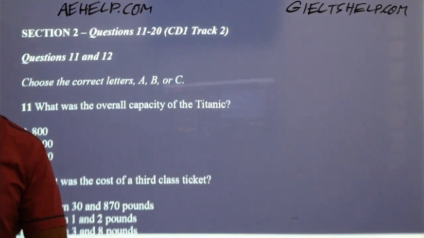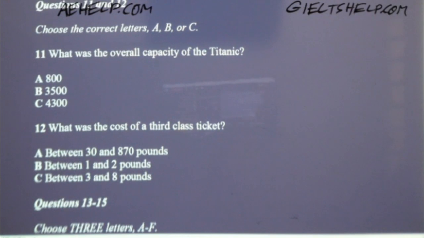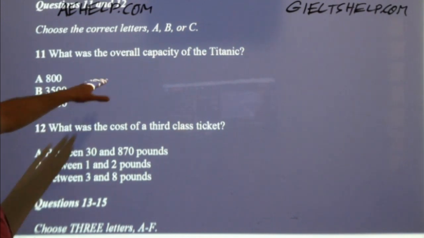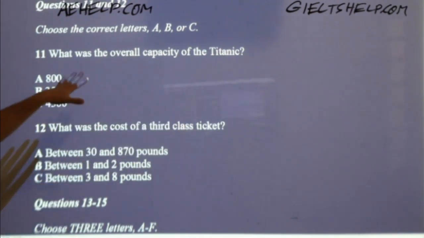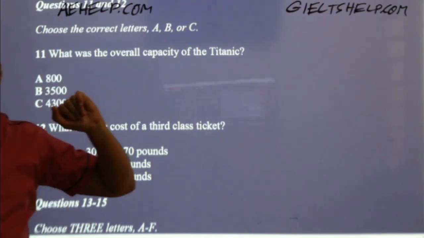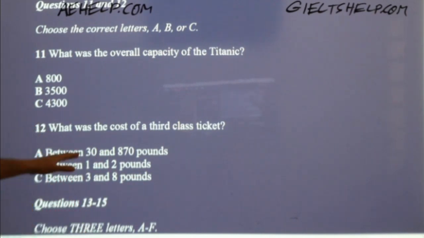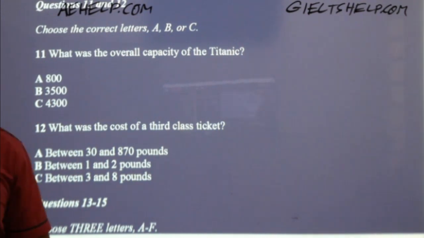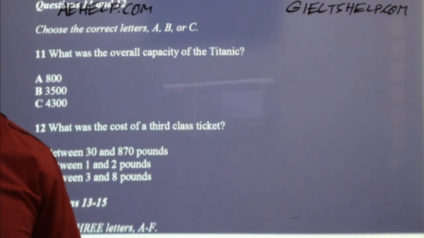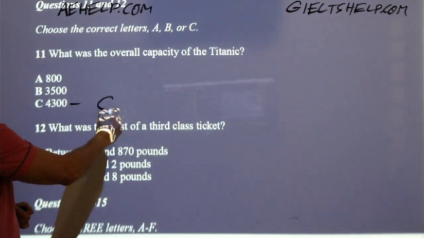All right, students. So let's go back to question 11. What was the overall capacity of the Titanic? Meaning, how many people was the Titanic able to carry all together? Was it A, 800, B, 3,500, or C, 4,300? Very good for all of you answering C. Yeah, the correct answer is C.